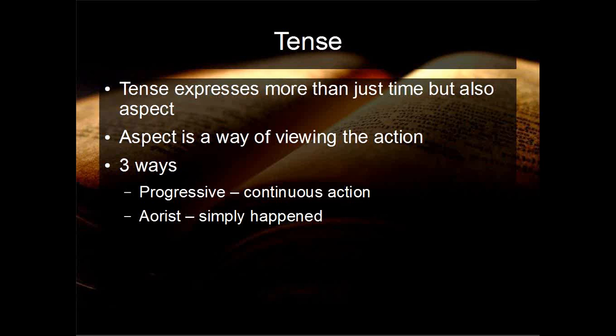So, opposite of progressive, where the example for the progressive is I am reading, the aorist is I read. I read. We don't know how much he read. We don't know how continually he read. All we know is that he just read. That's it. It just simply happened. That's all we know about it.